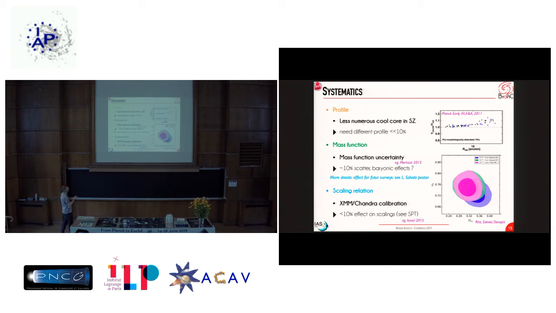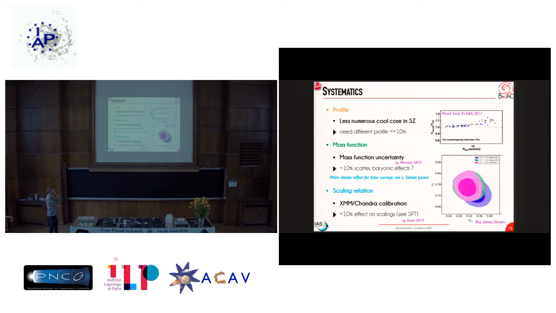The first one was the profile. For example, we know that there are fewer cool cores in SZ than in X-ray, while the profile we use is calibrated on X-rays, so we should actually change the profile. What has been shown is that the effect is really small, especially in the number of clusters you detect. We change the profile while detecting the clusters, and the number difference is really small, especially if you cut at high signal-to-noise for the cosmological sample. It doesn't have any effect. And in terms of flux, it has a marginal effect for really huge clusters. But with the 400 clusters that we are using, this is negligible. And we actually don't use the flux directly.